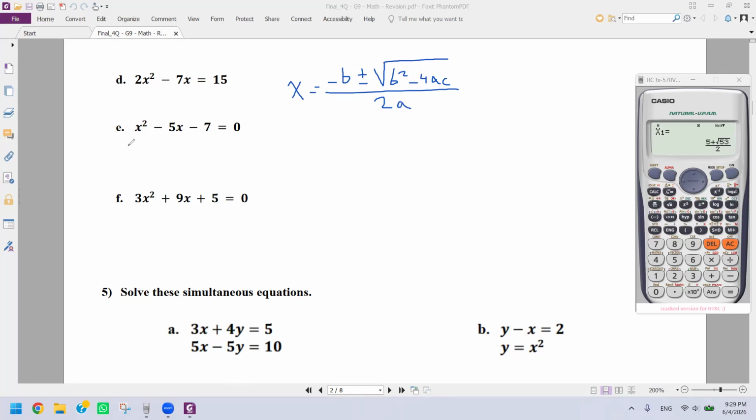Now, to make it easy for you, just write a is equal to, what is a? 1. What's b equal to? It's minus 5. And c is equal to minus 7.